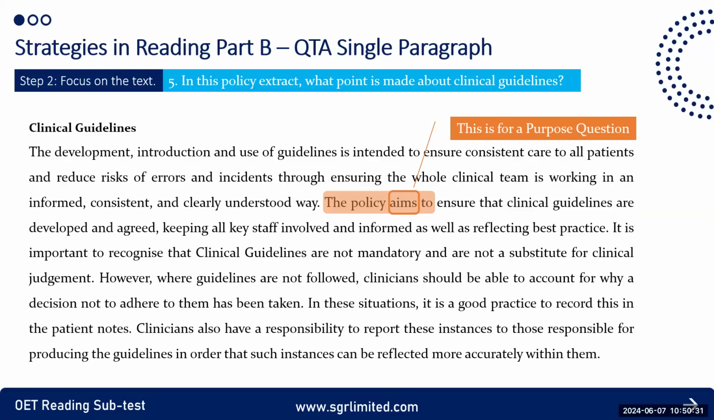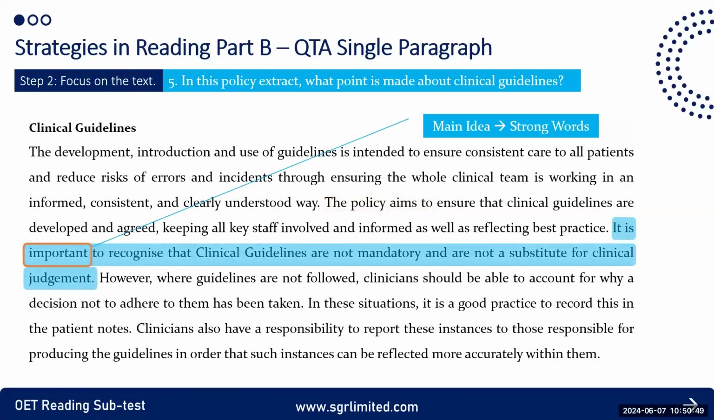That's right. The word aim is related to the purpose of the text. Hence, this could be a purpose type question. Now we move on so that we can take a look if there are any other parts of the paragraph that will give us the main idea or the gist. In sentence 3, we see the keyword important. Again, I'll give you a moment to have a quick read.